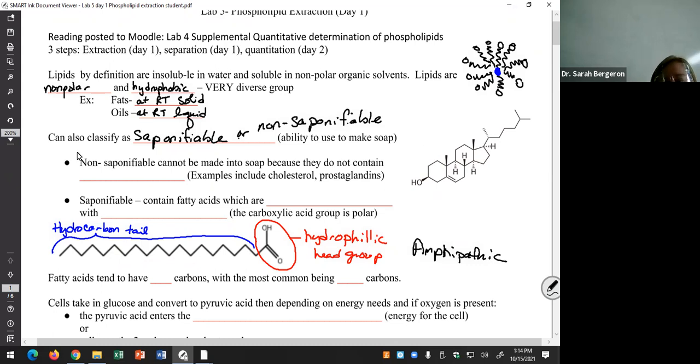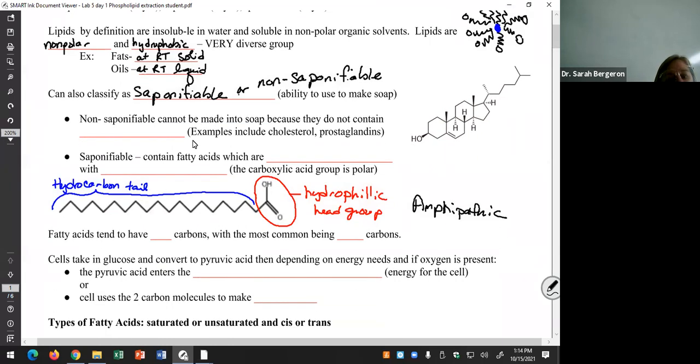All right, so you can classify fats, after that side trip, as saponifiable or non-saponifiable. Non-saponifiable cannot be made into soap. Examples of them are cholesterol, prostaglandins, all those kinds of substances. These are examples of lipids that do not contain fatty acids.